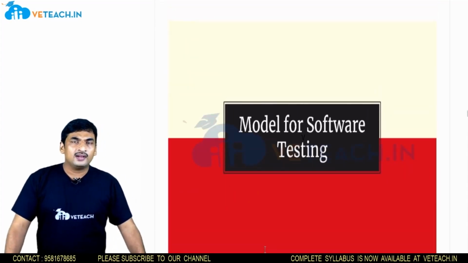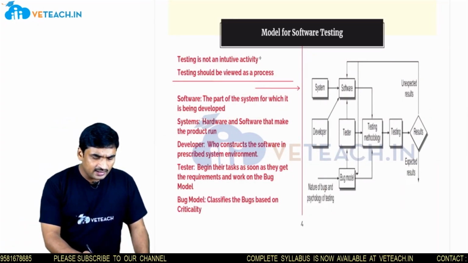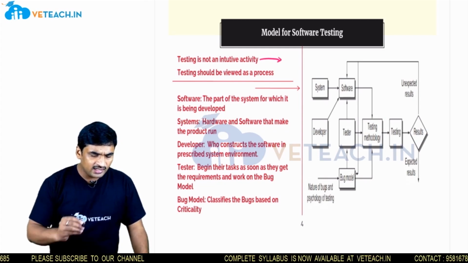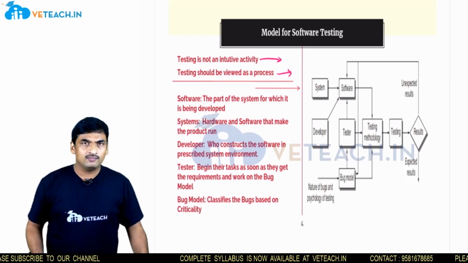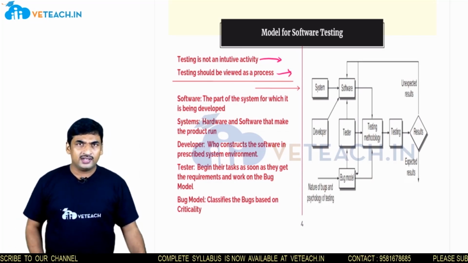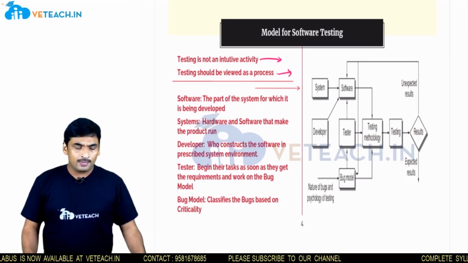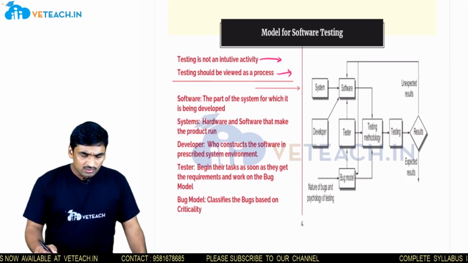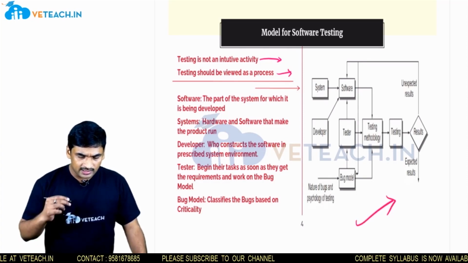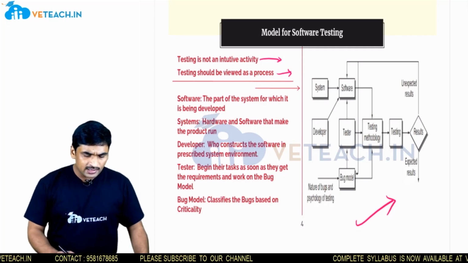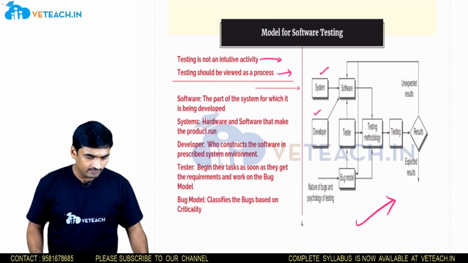Model for software testing. With reference to this, we have to understand initially that testing is not an intuitive activity. It should be viewed as a process. It is a continuous activity. It is not a separate activity. So the model for testing could be viewed like the one shown here, wherein the major components are the system, the developer.